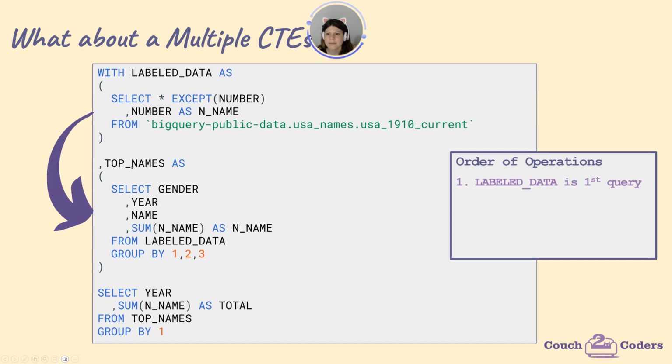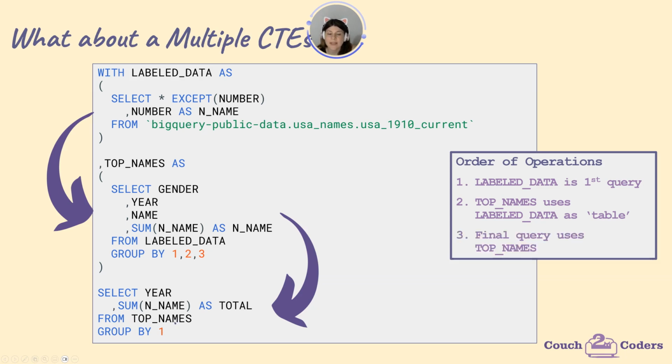So I get top names by selecting gender, year, name, and I do a sum from where? From my labeled data. My labeled data is up here, okay? And then the last step is that we use top names down here at the bottom. So the final query uses top names.